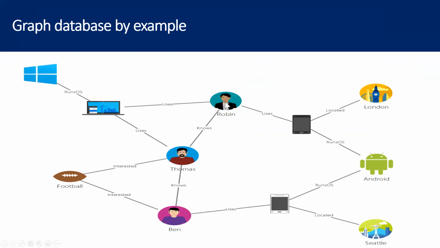And this Robin, using this laptop, runs a Windows operating system. So this relationship is maintained in the edges. And Robin knows Thomas, that is an edge because it's a relationship. But Thomas is also interested in football. In the same way, Ben is also interested in football. So football, as a sport, is a vertex, but this common interest or relationship is an edge. So this is something we need to remember.